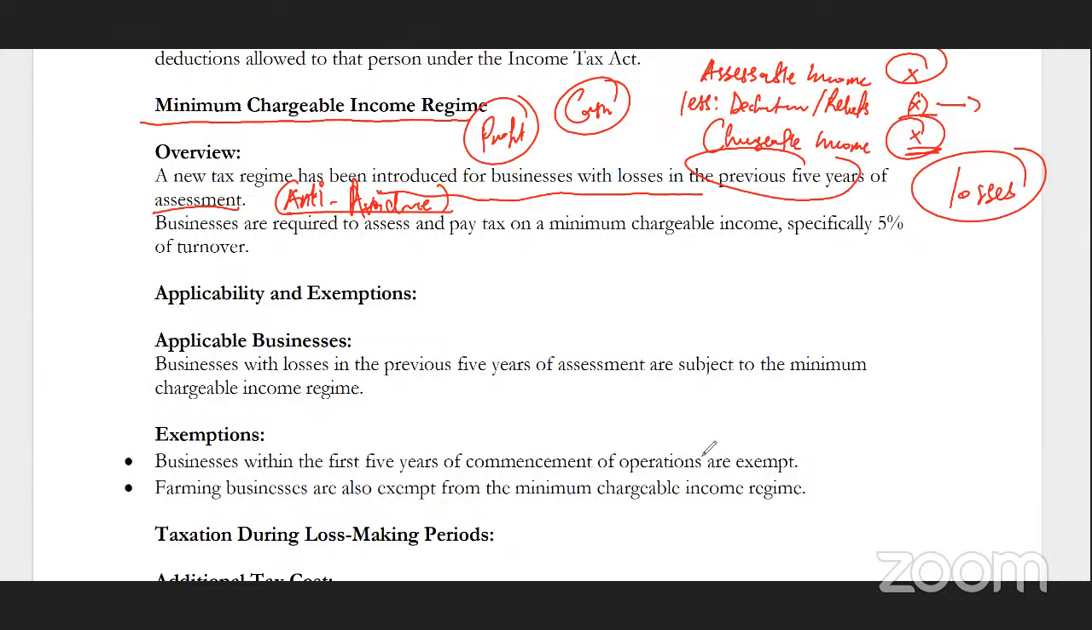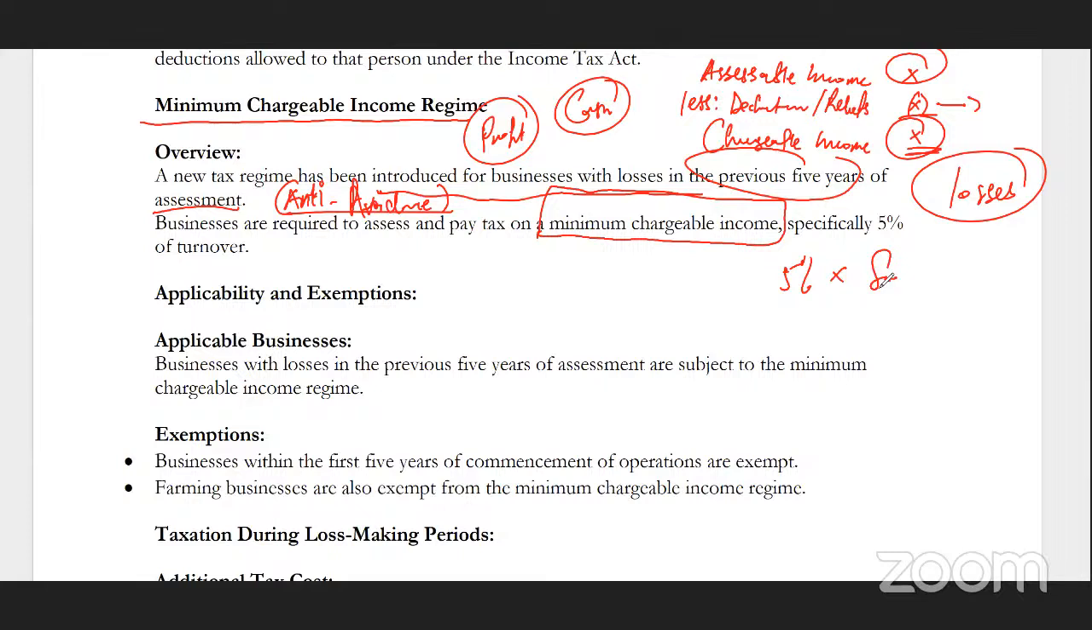I hope that's okay. So we are saying that this anti-avoidance provision has been brought that any business which has made losses in the previous 5 years of assessment is required to assess and pay tax on their minimum chargeable income, which is specifically 5% on their turnover. So if you make losses, we are not going to subject you to tax on your chargeable income, but we create something we call a minimum chargeable income, which is 5% of your sales. So this 5% of your sales is going to be your minimum chargeable income, for which we look at the industry you're operating and we are going to apply the tax rate on it, right?